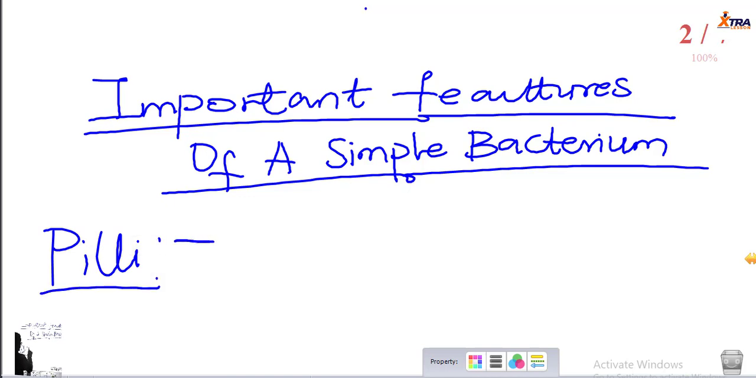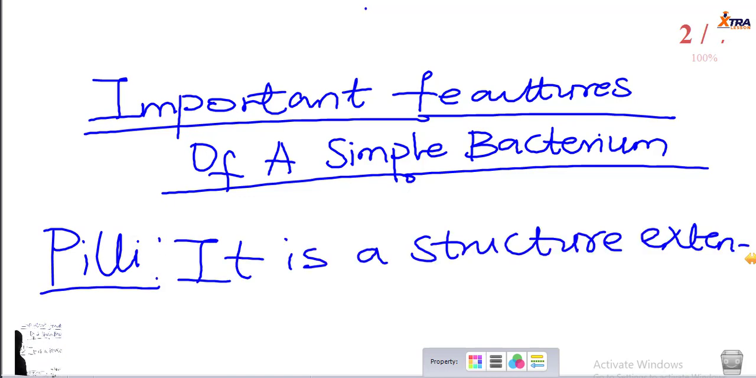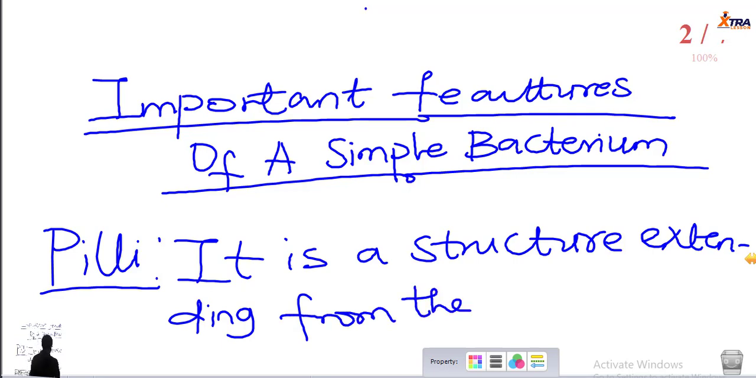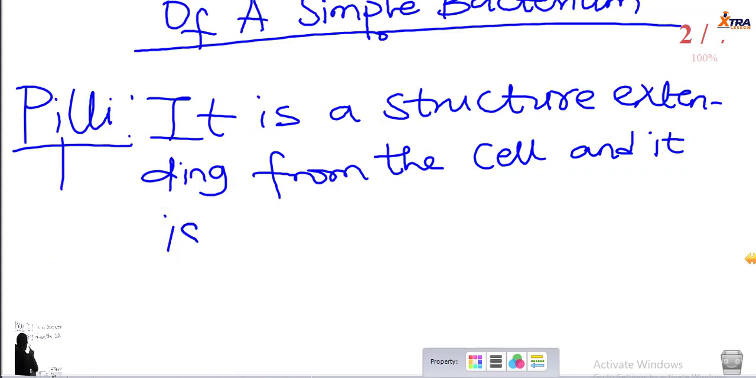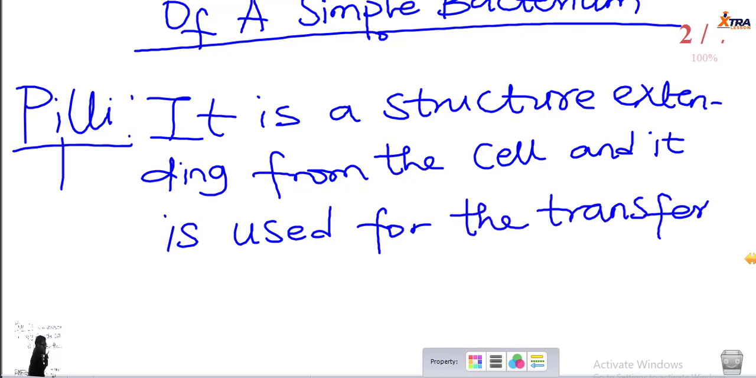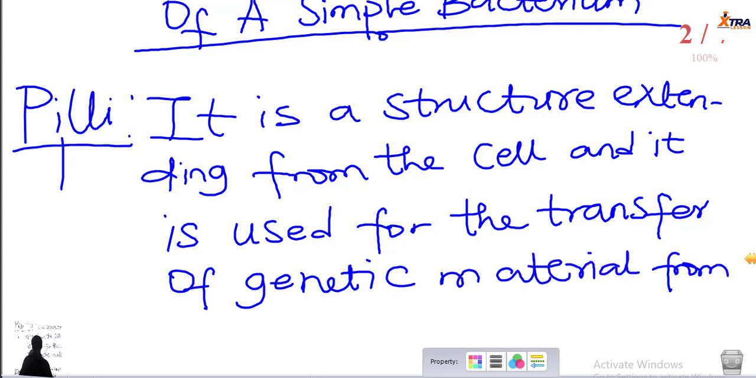So pili is a structure extending from the cell, that is the bacterium. Let's not say too much grammar, let's go straight to the point. It is used for the transfer of genetic material from one bacterial cell to another.